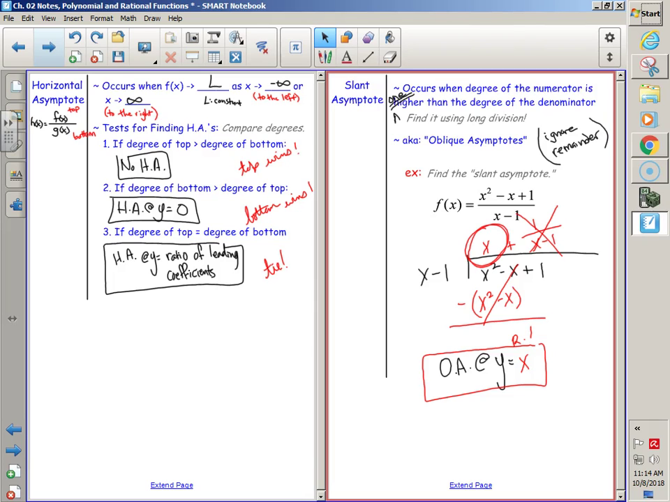All right, kiddos, go work on homework. You're playing around with vertical, horizontal, oblique asymptotes. We'll go over questions tomorrow.